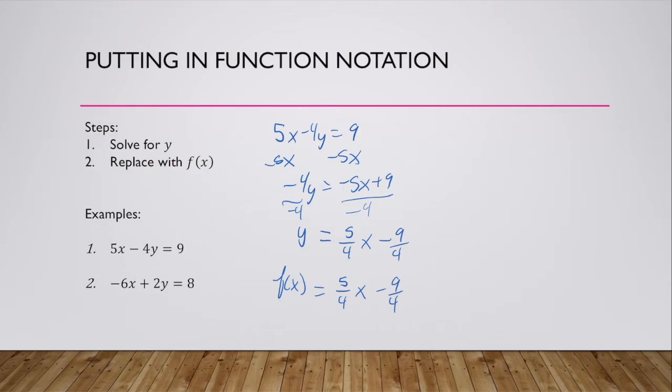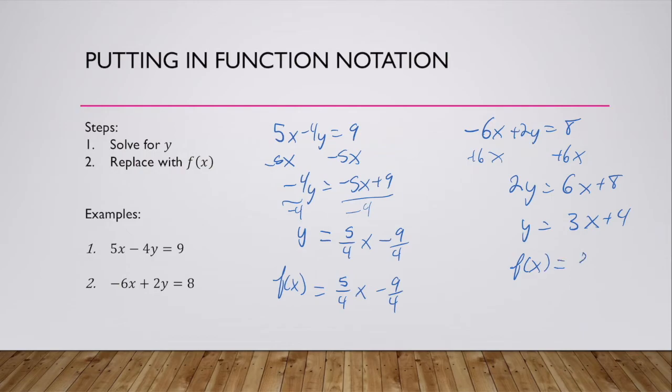For problem 2, I have negative 6x plus 2y is 8. I add 6x to both sides. 2y equals 6x plus 8. Y equals 3x plus 4. So f of x is 3x plus 4.